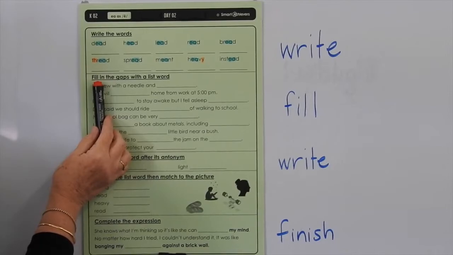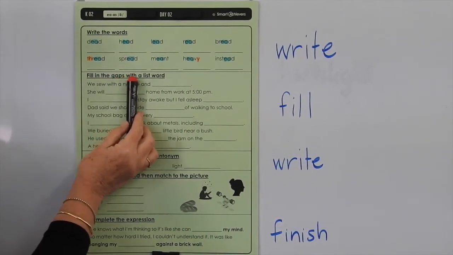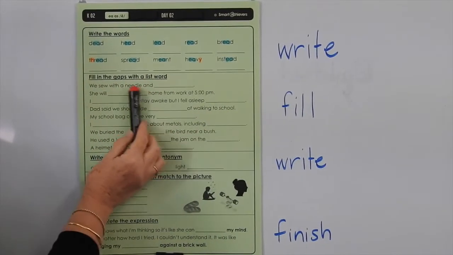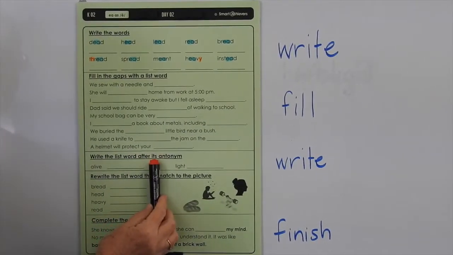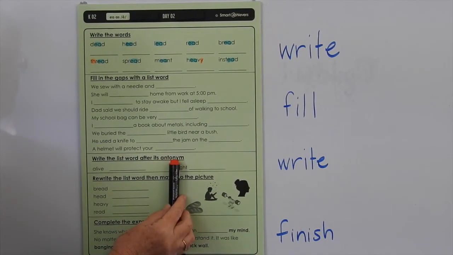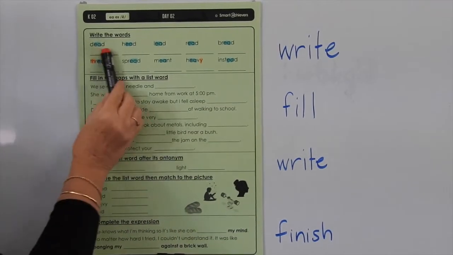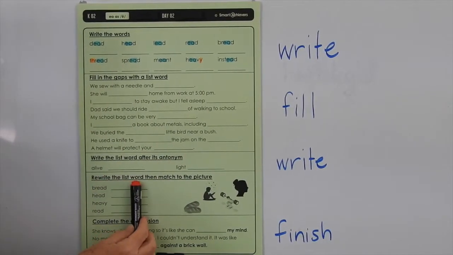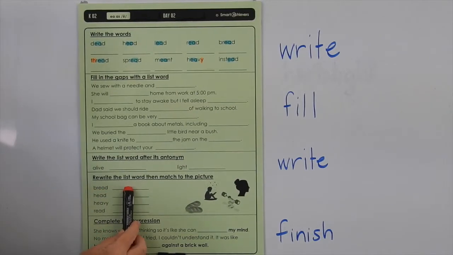Okay, let's go down here and look at filling in these sentences. So you've got to fill in the gaps with a list word. We sew with a needle, and you can work out what the missing words are in all of those. Write the list word after its antonym. Antonym means the opposite. So what's the opposite to alive? It has to be one of these words up here, opposite to light. Rewrite the list word, then match to the picture. That's fairly easy. You just have to write that word again and then draw a line to the picture.